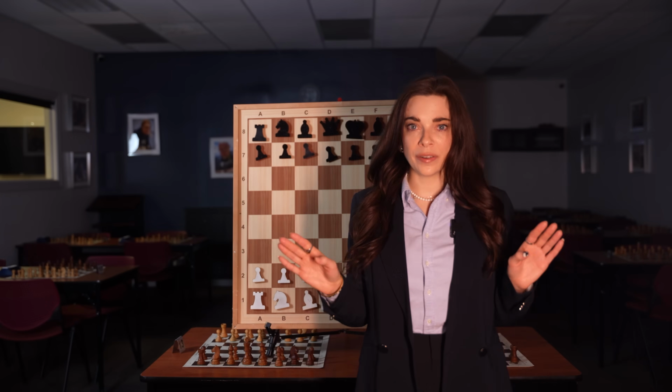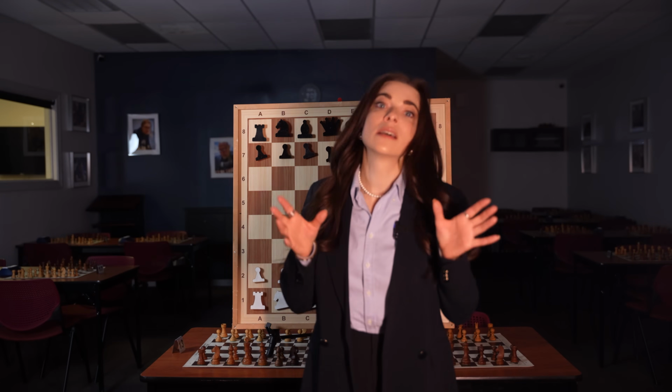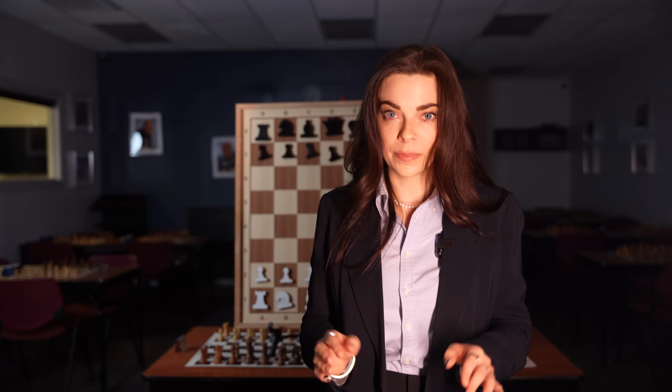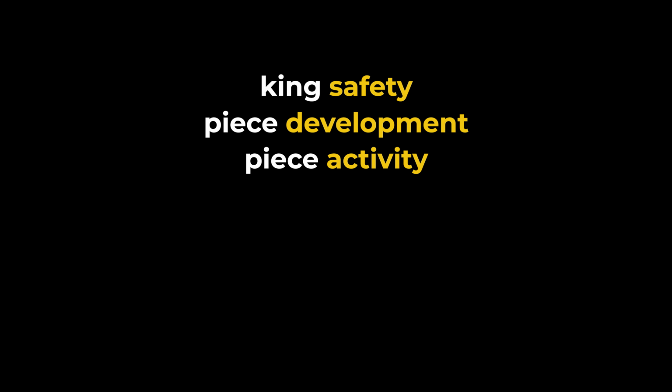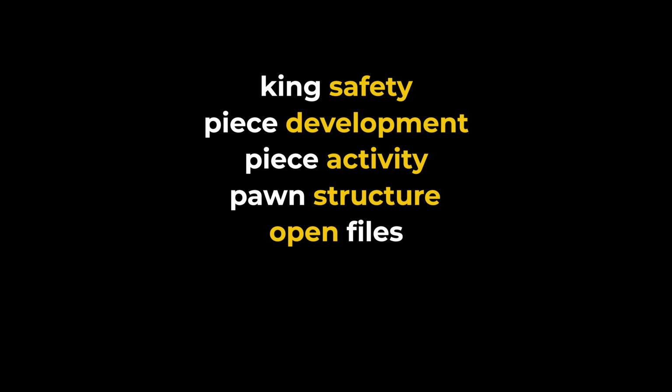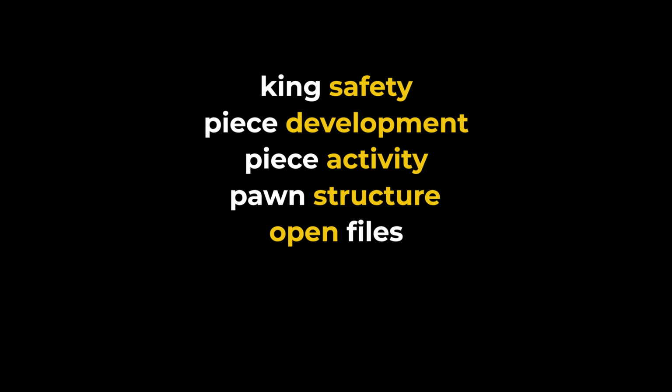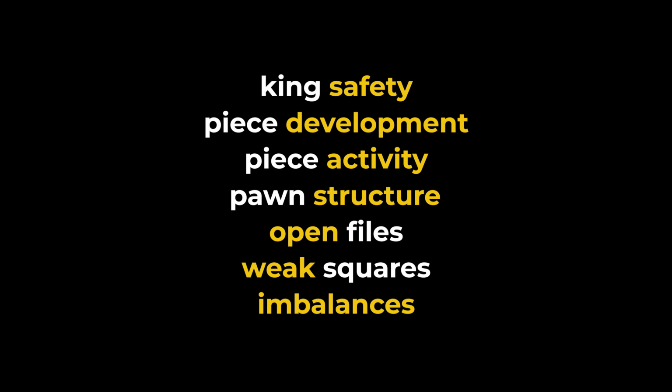You counted all the material and now you see that it is even. What do you do next? You take a look at the type number 2, which is positional advantage. It consists of several factors. Number 1, king safety. Number 2, piece development. Number 3, piece activity. Number 4, pawn structure. Number 5, open files. Whose rook is on the open file? Number 6, weak squares. Number 7, imbalances.